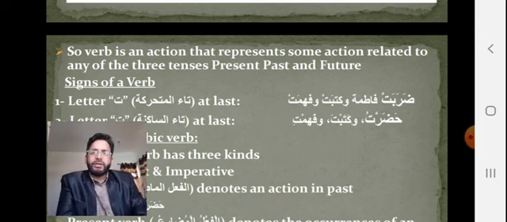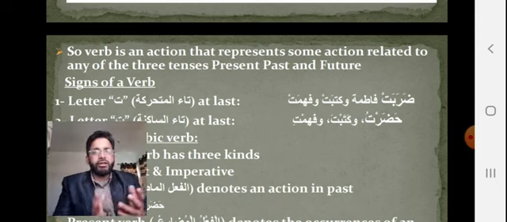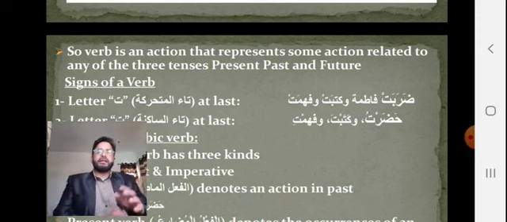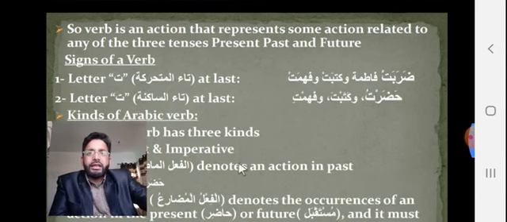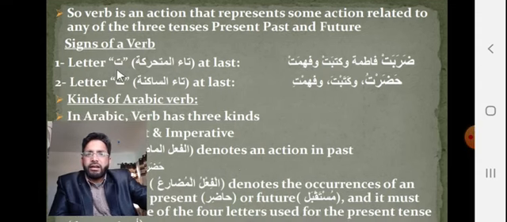Now, there are also some signs of a verb. A verb also has signs, as we saw signs for a noun. There are separate signs for a noun, and similarly there are signs of a kalima being a verb. So first is the letter ta. This ta is called ta al mutaharrika.